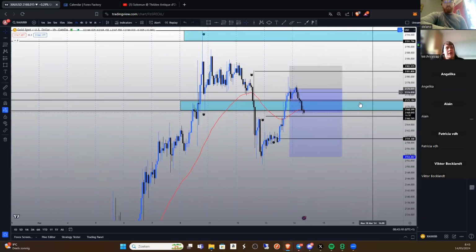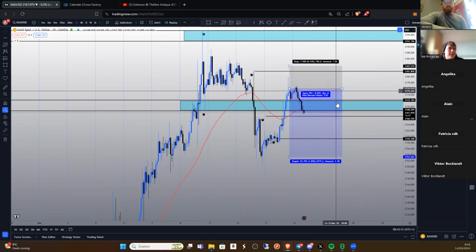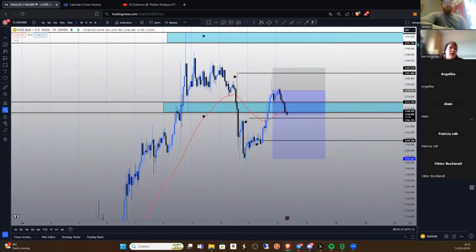Almost at my risk-free area. This is like 50% of my profit. So yeah, let's see how far we can get with gold today. Okay, good. I hope this was clear. If you have any questions, don't hesitate to ask them. Always here to help you guys further.